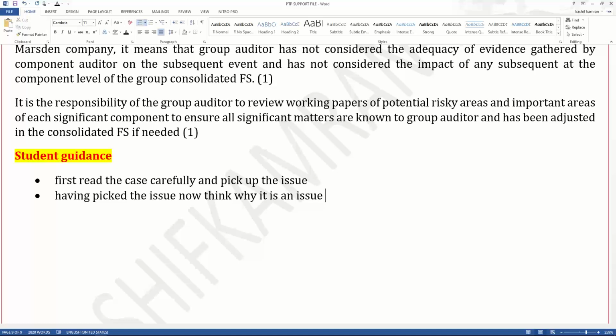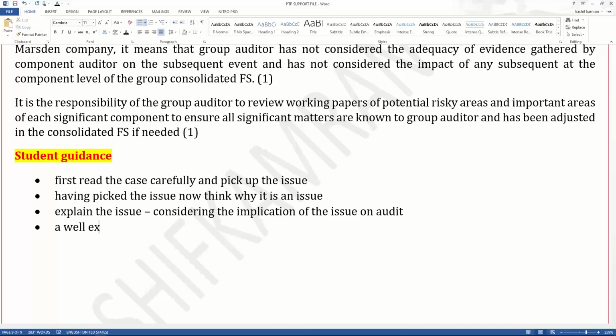Student guidance. First, read the case carefully and pick up the issue. Having picked the issue, now think why it is an issue. Explain the issue considering the implication of the issue on the audit, whether the report has been signed or the report is to be signed. Pick up the issue, think why it's an issue, and explain the issue considering the implication.